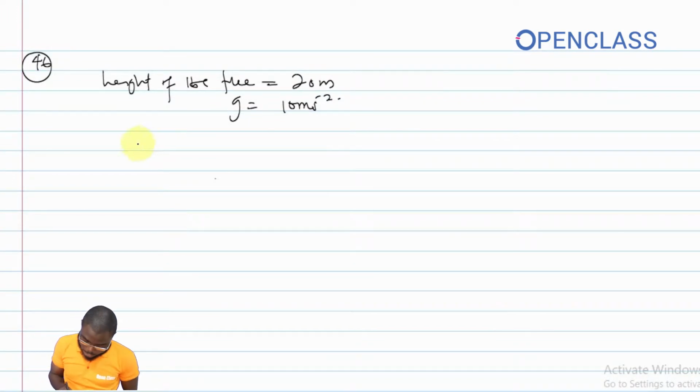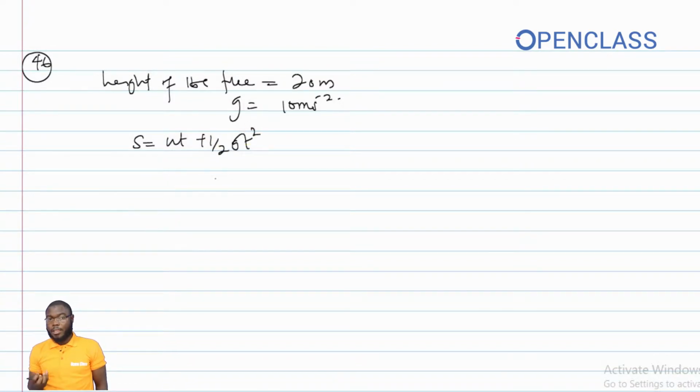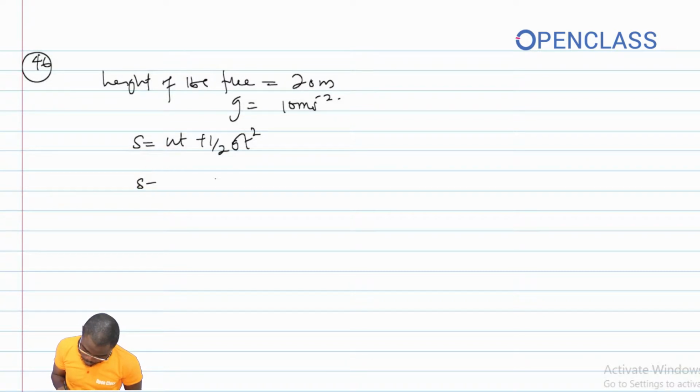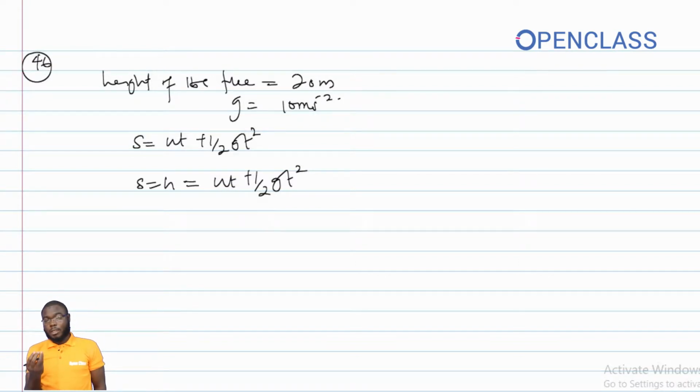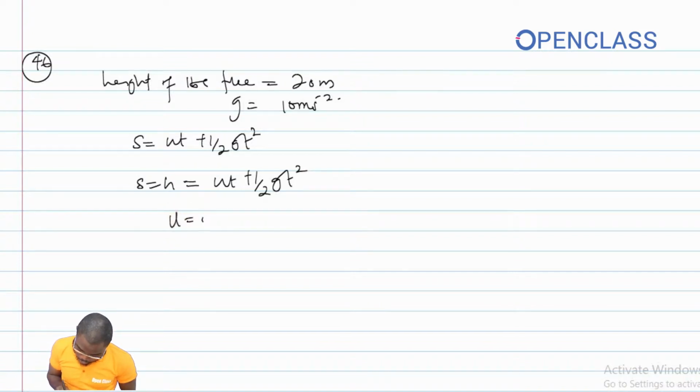Now you know that s is equal to the distance, ut plus a half gt square, but in this case, because the distance is now a height, s would be equated to h, and this would be equals to ut plus a half gt square. Because initially the mango was at rest while on the tree before it started coming down, u would be 0. So if u equals 0, h will be equals to 0 times t, which is 0. So you have this to be half gt square.